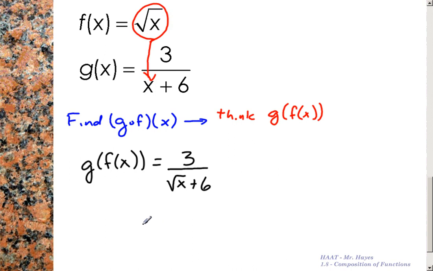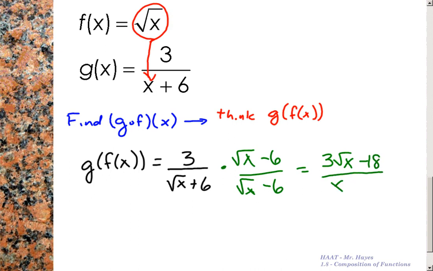Big question, am I done? Of course not, because when teachers ask if you're done, you're never done. We need to rationalize this, no radicals in the denominator. So then we'll just go through, multiply this by root x minus 6 over root x minus 6. So then on the top, you're going to get 3 root x minus 18 over x minus 36. And that is your finished product of g of f of x.